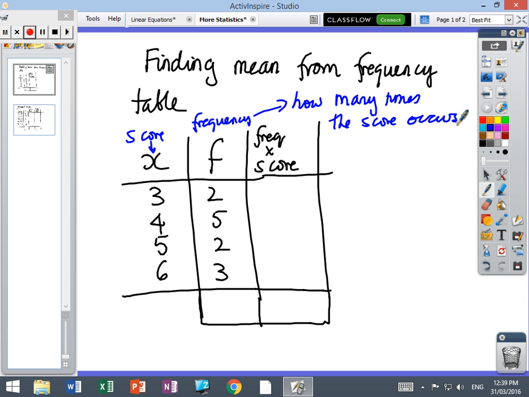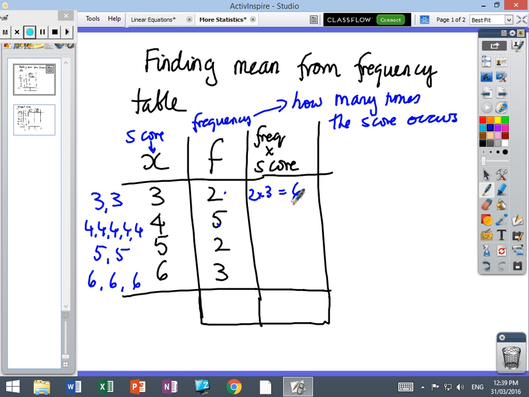Okay, so for instance, that 2 there means that there's 2 3s, and that 5 there technically means there's 5 4s, there's 2 5s. So there's 2 3s, there's 5 4s, there's 2 5s, and there's 3 6s. Technically, if you wanted to, you could just write them all out, but we need to try to save time. So, for instance, if there's 2 scores of 3, that means if we're adding the scores up, we get a 6. So the easiest way to do it is 2 times 3 equals 6.